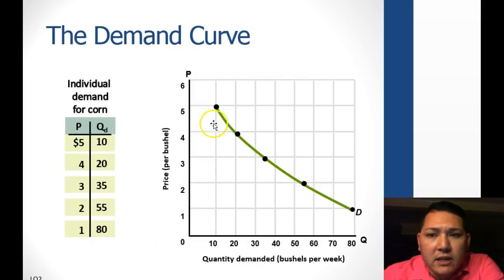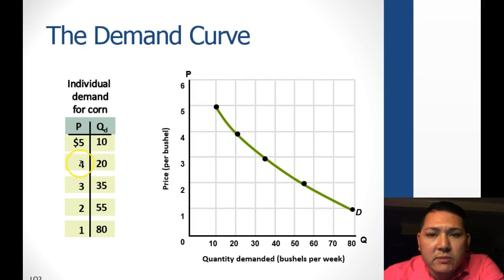So a demand curve looks like this. So at various price points P, you demand various quantities Q. So at the price point of $5, quantity demanded is 10. At the price point of $4, our quantity demanded is 20. You'll notice that the change is 10. Okay, so as the price decreases to $4, our quantity demanded increases by 10.